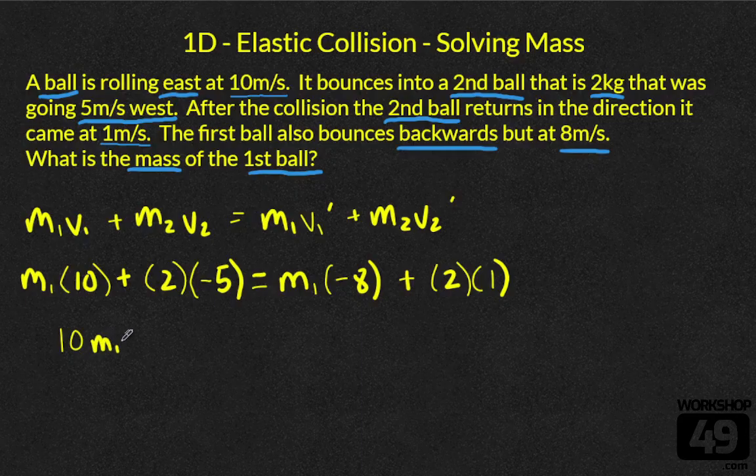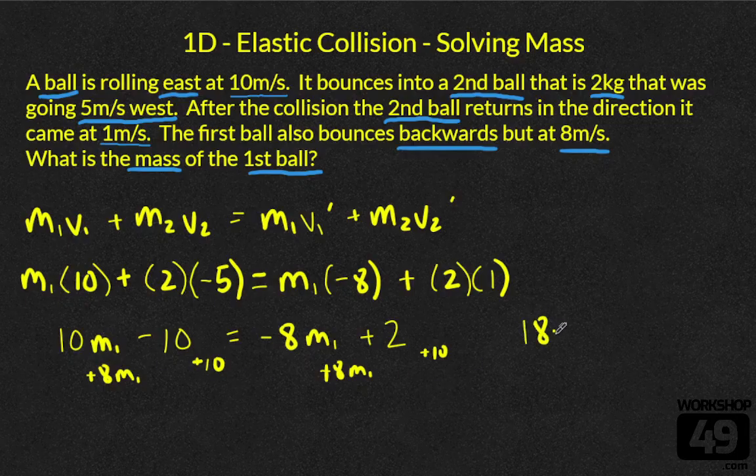Even though we have two variables, we're going to be able to simplify this and combine like terms. We're going to end up with 10 m1 minus 10 is equal to negative 8 m1 plus 2. And watch how quickly this is going to tidy up. I want to bring this 10 over to the other side, so I'm going to just add 10 to both sides, and I want to bring this negative 8 m1 over to the other side. So I want all of my m1s on one side, and I want all of my other terms on the other. And what we're going to end up with is 18 m1 equals 12.